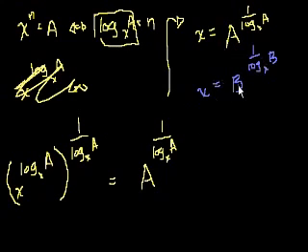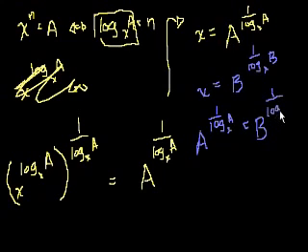So I've written these two expressions, and I said x is equal to both of these things. So let's set them equal to each other. We know that a to the 1 over log base x of a is equal to b to the 1 over log base x of b.